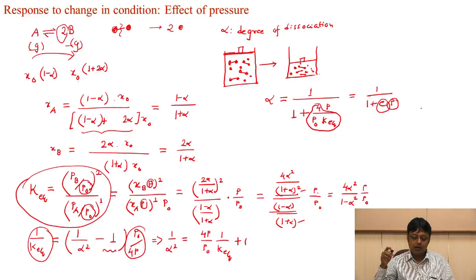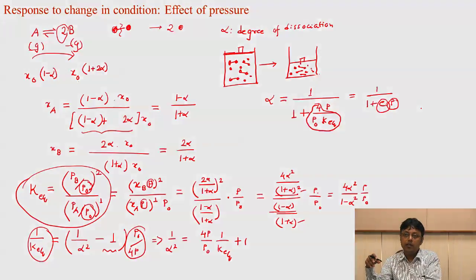So we see a nice demonstration of how one can realize how Le Chatelier's principle is working, how the degree of dissociation is changing, and how it is connected to Le Chatelier's principle. Now we can talk about the second effect, which is the effect of temperature.